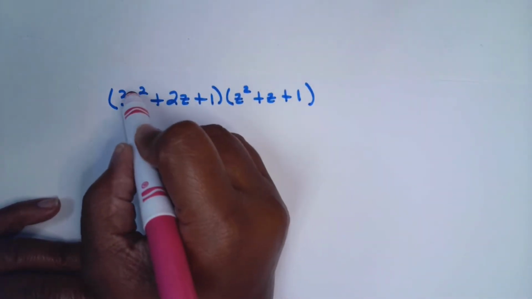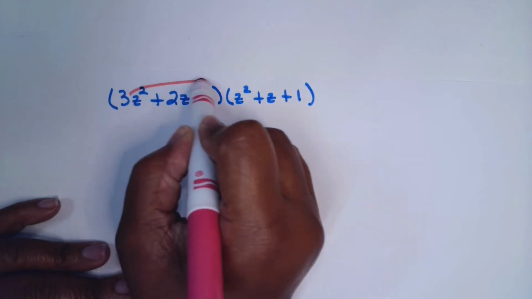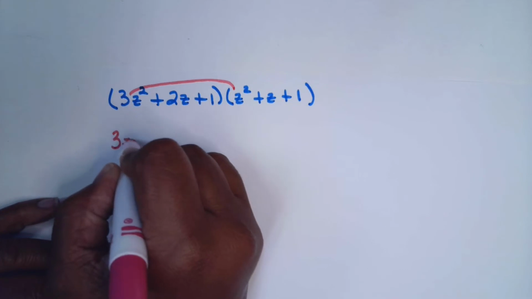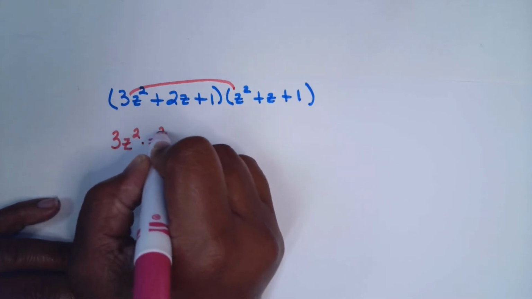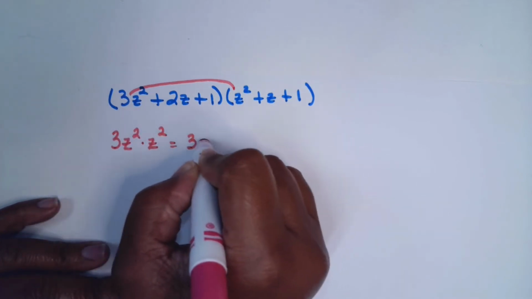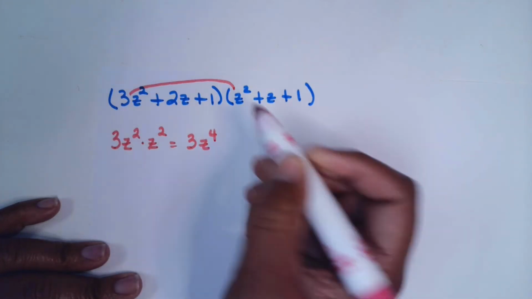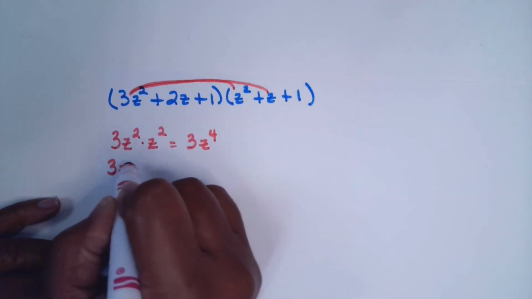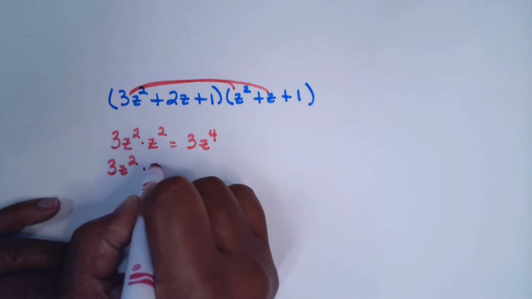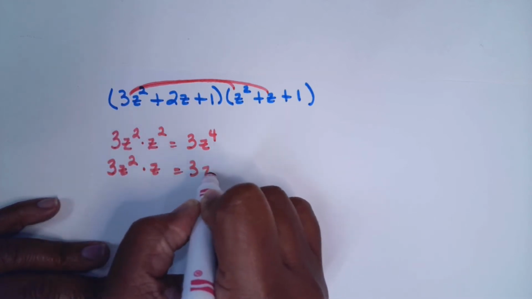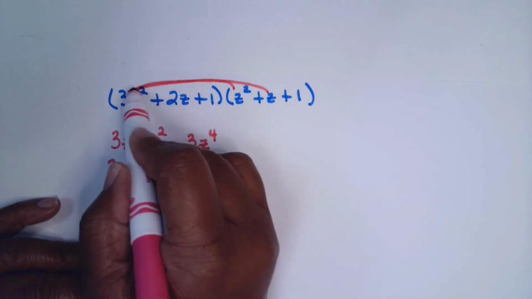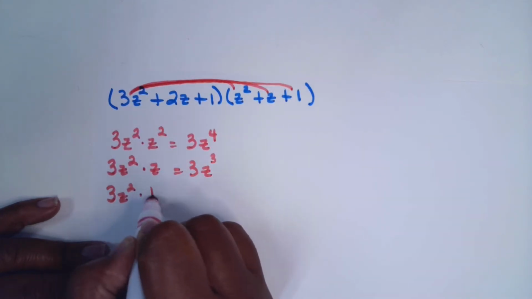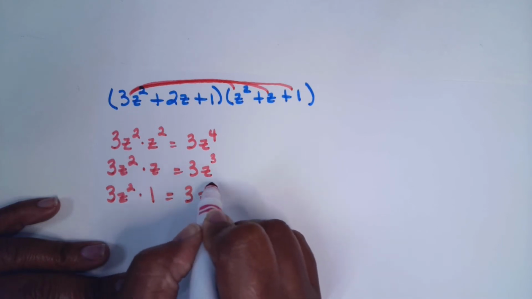So take the 3z squared times it to z squared. Let's do that. And we have 3z to the 4th. Take the 3z times it to the z. 3z squared, times it to the z. We have 3z cubed. Take the 3z times it to the 1. And we have 3z squared.